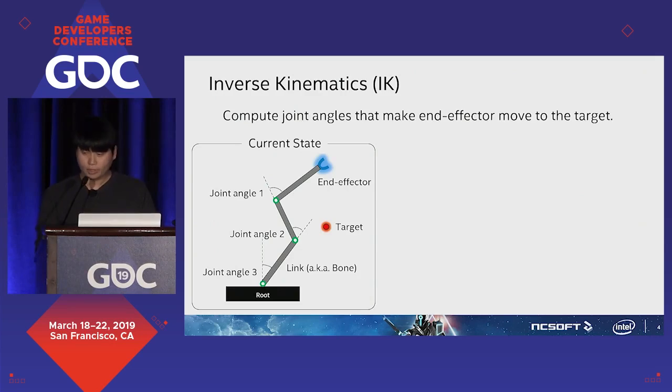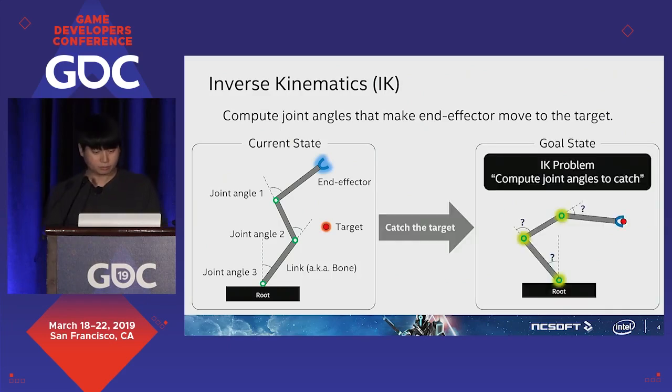Before we move on, what is inverse kinematics? Let's take a look at a 3-link arm as an example. 3 rigid links are connected by 3 joints. At the end of the arm, there is an end effector which interacts with the environment. For the end effector to catch the target, we have to move it to the target position. And to achieve that, we have to calculate 3 joint angles. This is called the inverse kinematics problem, or shortly, IK problem.